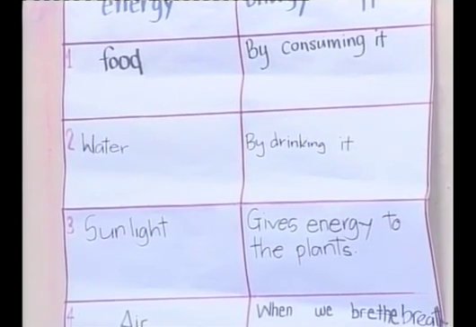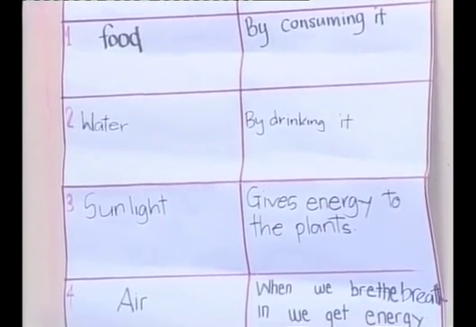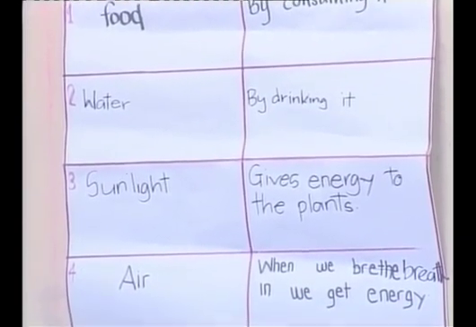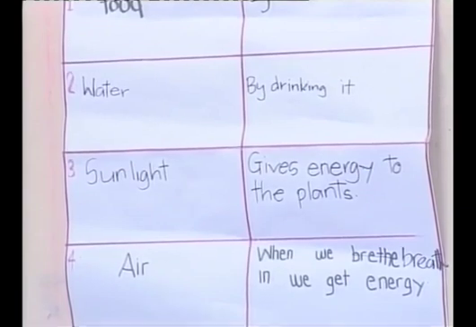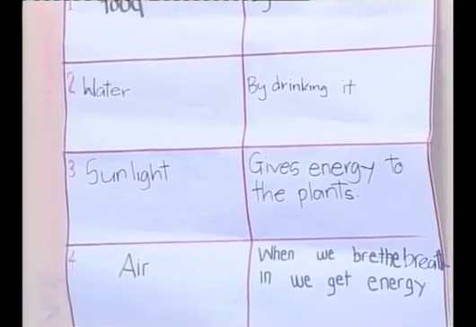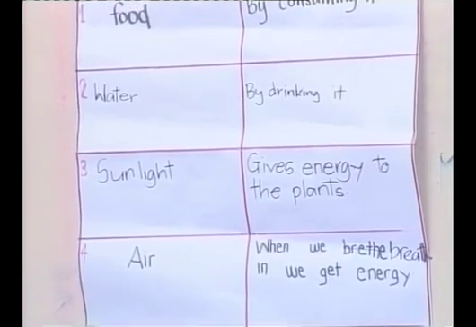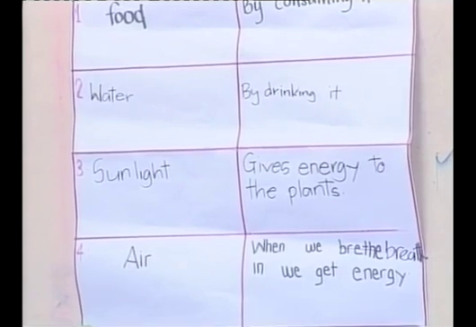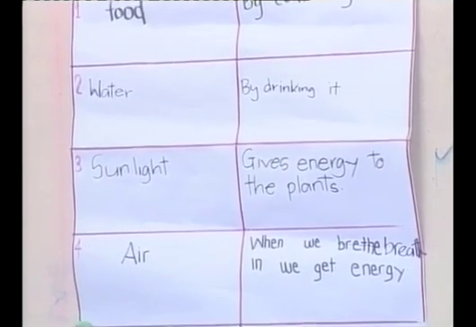Sunlight, hands up. Let's see how many groups have sunlight written as the main source of energy, or sun. If you have sun or sunlight, that's still all right, that's good. Plants take in sunlight to give them energy to grow and make food for us, and we indirectly receive energy from the sunlight by eating the plants.